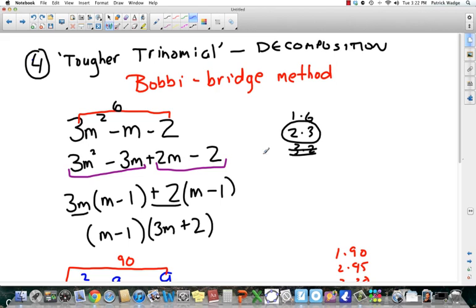I don't care which method you use. You can use any method you want, but you must be able to do it. Okay, you have to be able to do it consistently every time. I will use this Bobby-Bridge method all the time on the board because I don't want to confuse people by showing different methods. But you can use whichever method you want as long as you understand it and as long as it works. Okay? So endeth the lesson on factoring.